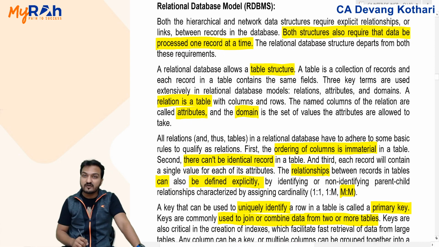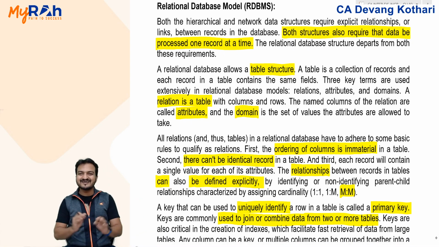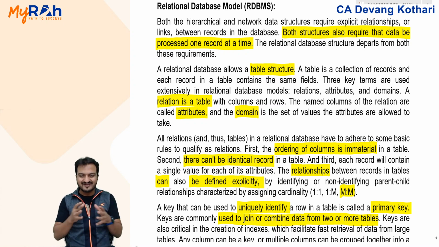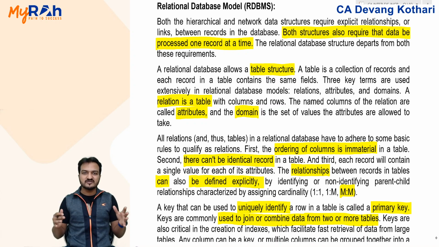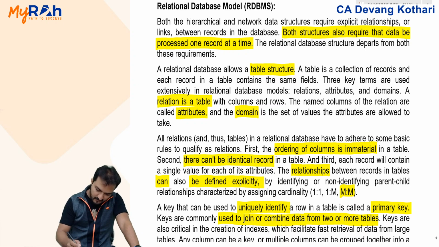Third one, relational database model. The word relation means table. So relational model means a table structure, where all the data is maintained in the form of tables, tables which are interconnected to each other. Yes, all the data is maintained in the form of interconnected tables. So it is a table structure where the word relation means table.